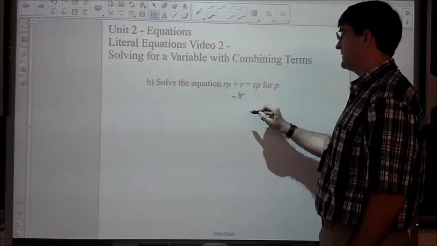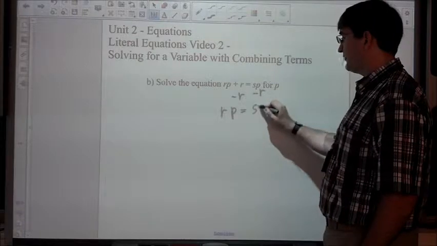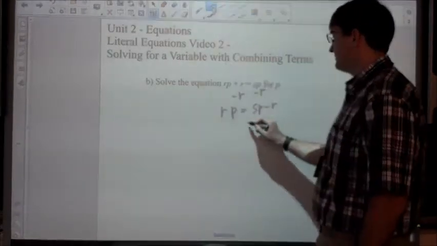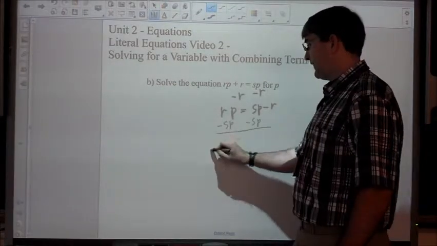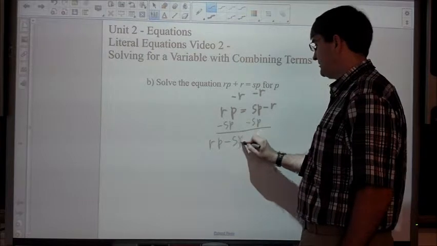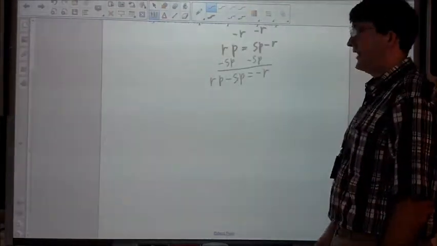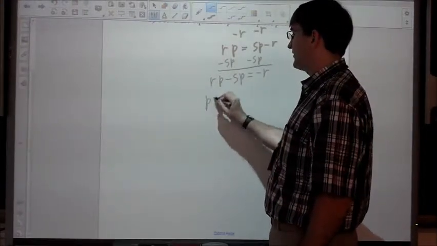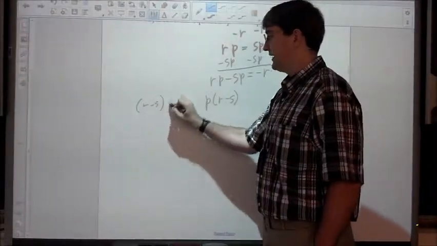I am going to subtract the R. RP is equal to SP minus R. But I'm also going to subtract the SP, because that is a positive SP. So now I have RP minus SP is equal to negative R. And now you can guess where this is going to go. I have RP minus SP. That's the same thing as P times R minus S, or again, R minus S times P.